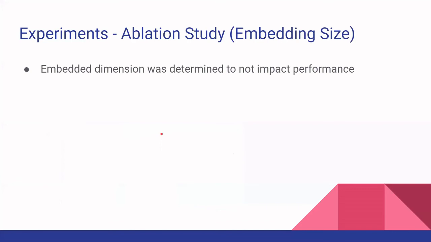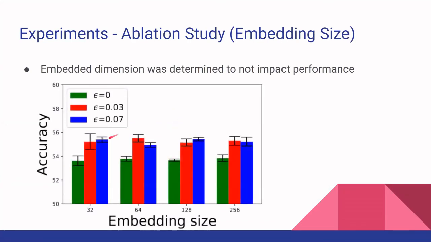So they also did the embedding size, and they found that there's no significant difference. When they increase the embedding size, it leads to no accuracy improvement.